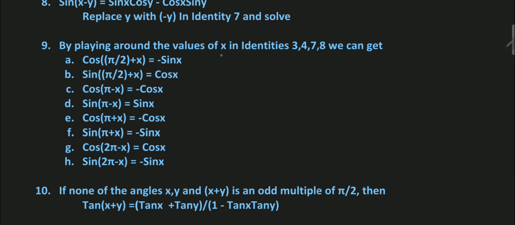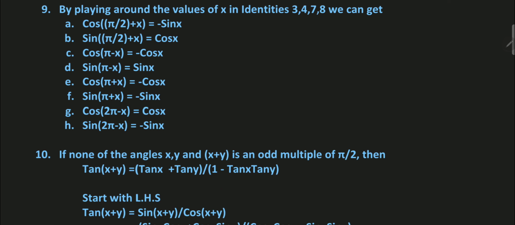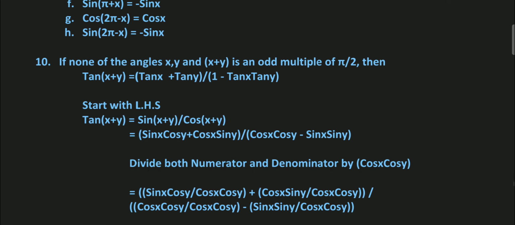Simply by playing around with the values of x in identities 3, 4, 7 and 8, we can get all these things. Yeah, I know this is going to be overwhelming, but don't get overwhelmed by it. Just solve them once and remember these identities by heart. It's going to make you work smarter in exams than working harder in exams.